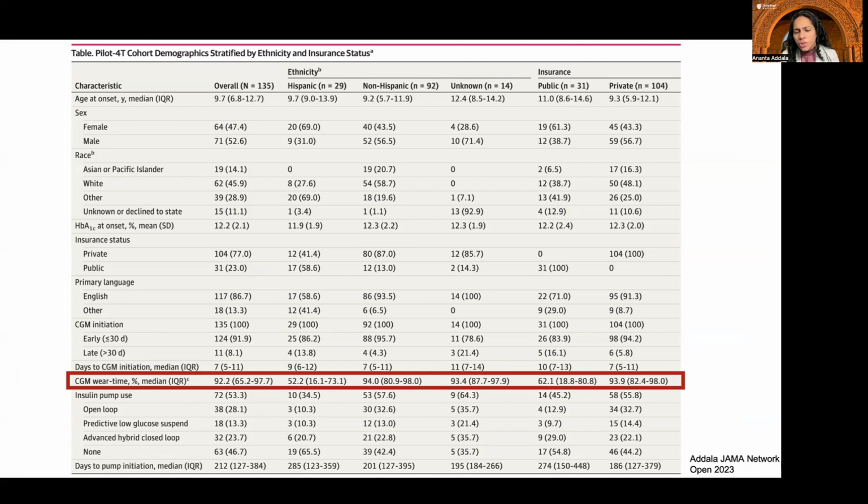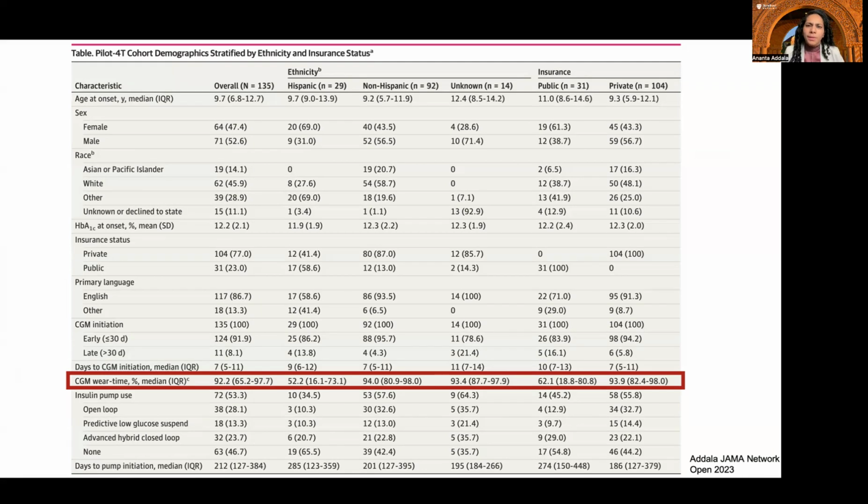And we were really struck by the fact that although the overall sensor wear time was close to 92%, in our minoritized youth, those who identified as Hispanic and those who had public insurance, their rates were all the way down at 52% if you identified as Hispanic, or 62% if you had public insurance. And we were frankly very surprised by it because it seemed like most of our families really enjoyed wearing CGM, and we didn't recognize that occurring clinically.